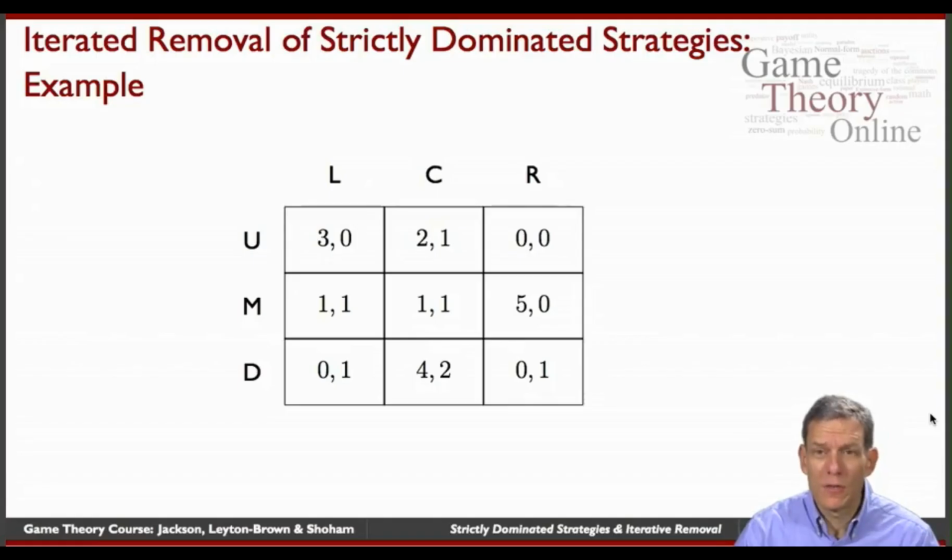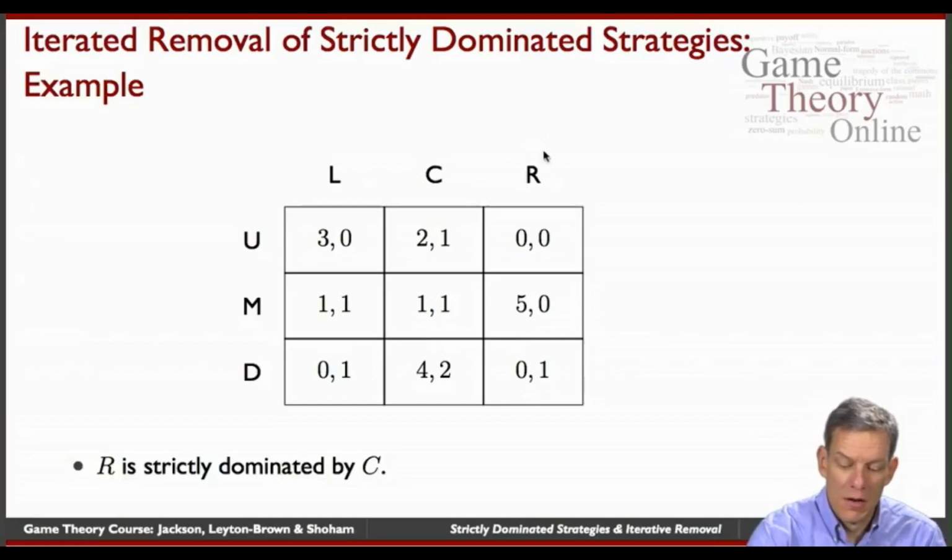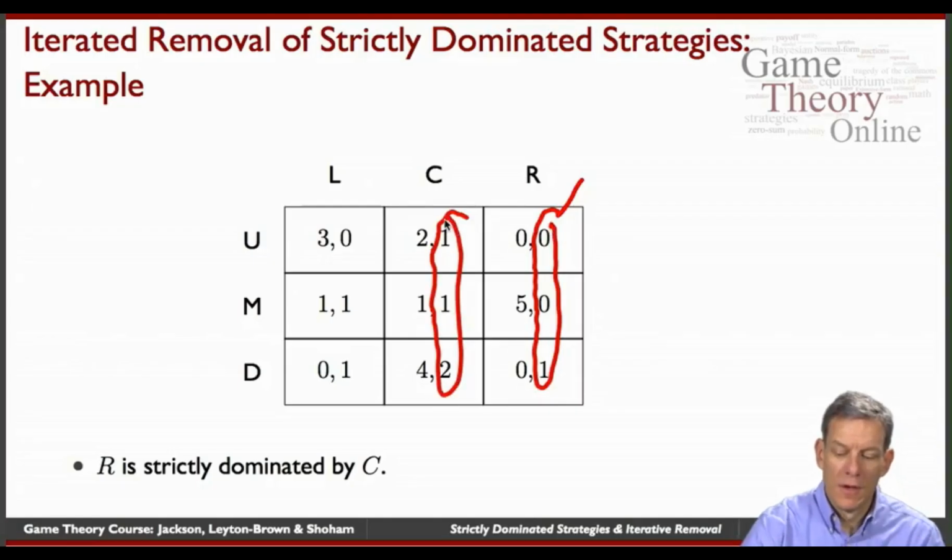One thing we can begin to do is look for strictly dominated strategies and just get rid of those. So for instance, in this game, what's true? If we look at this game, we notice that R is strictly dominated by C, right? So the column player gets a strictly lower payoff in every one of these entries than they get in every one of these entries.